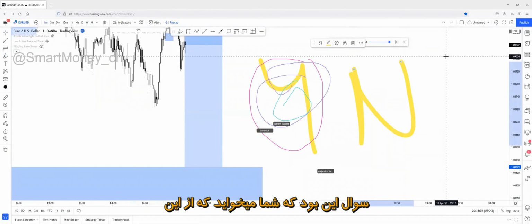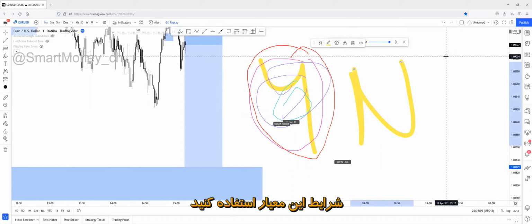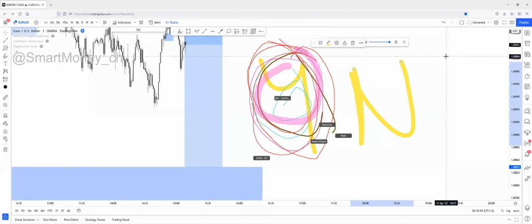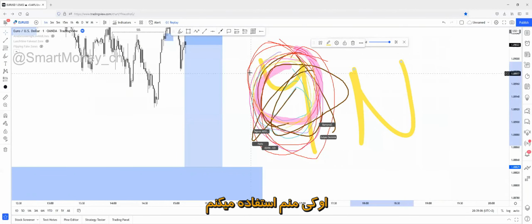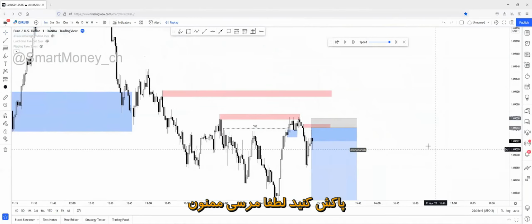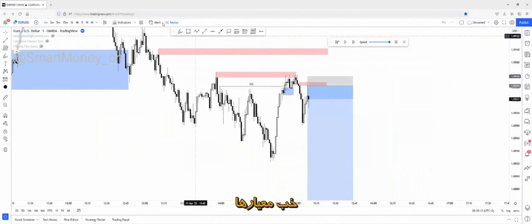The question is, do you want me to track the criteria for this trade? Okay, I will. Remove it, please. Thank you, guys. So the criteria.